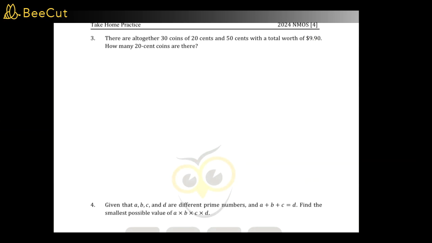For question 3, the altogether 30 coins of 20 cents and 50 cents. So we can use the assumption method. Now you assume that all 30 coins are 20 cents. So the total value is 30 times 20 equals to 600 cents. But actual value is 990 cents. So we look for the difference.